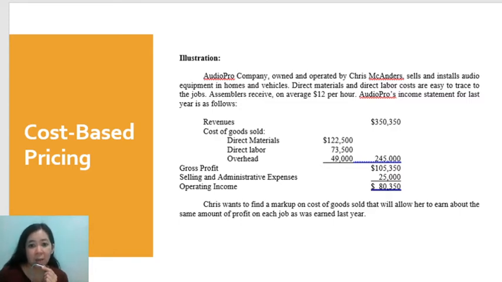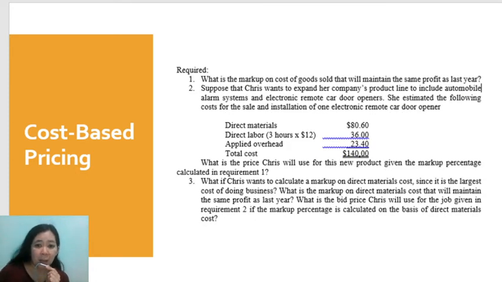Chris wants to find a markup on cost of goods sold that will allow them to earn about the same amount of profit on each job as was earned last year. For the requirements, we have three. The first requirement is: what is the markup on cost of goods sold that will maintain the same profit as last year?